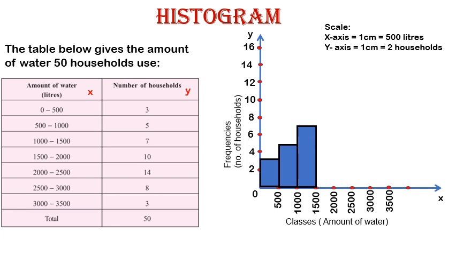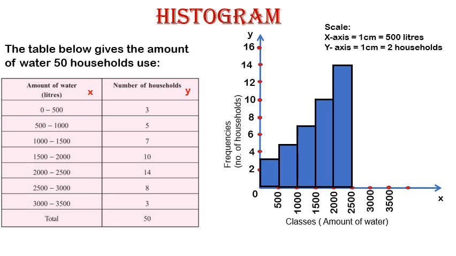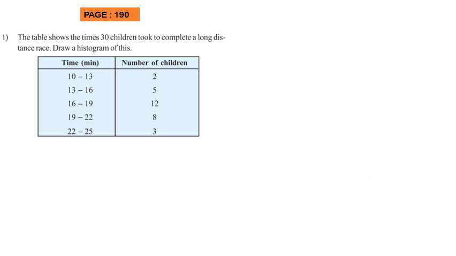Next frequency is 10. So draw a rectangle of height 10 centimeter. Next is 14. Draw a rectangle of height 14 centimeter. Next frequency is 8. Draw a rectangle of height 8 centimeter. And the last is 3. Again draw another rectangle of height 3 centimeter. Now this histogram is completed. Hope you understand it. Next let us do questions from page number 190.